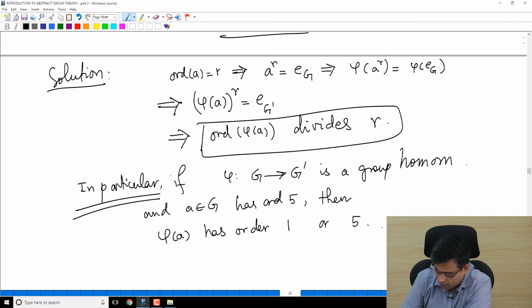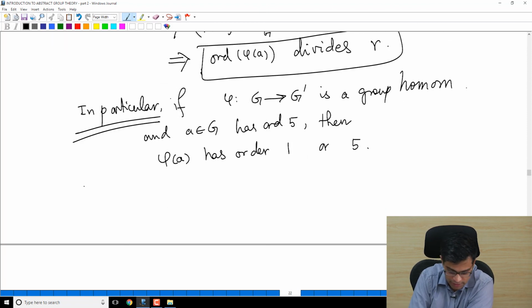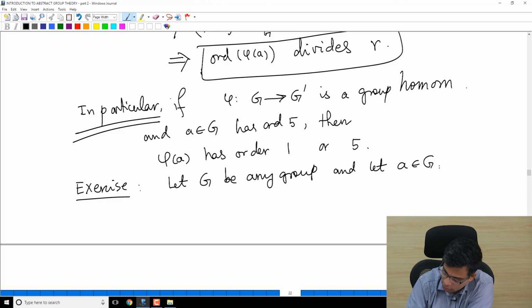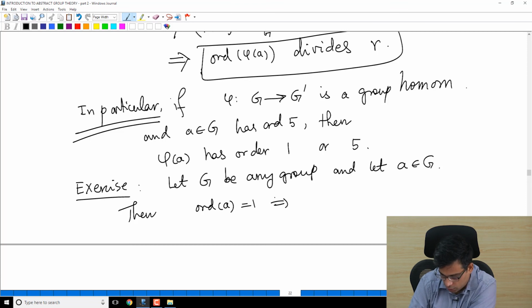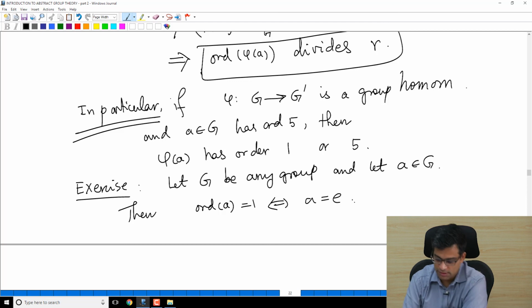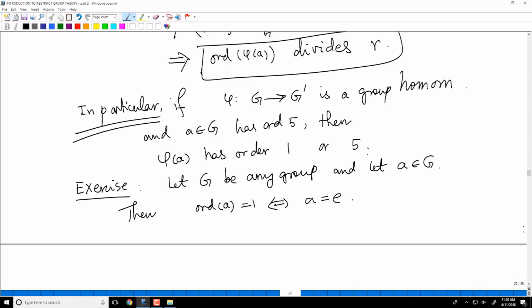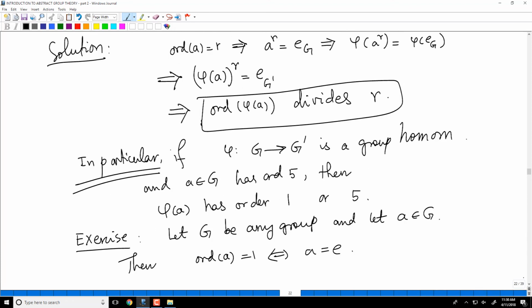And as a supplementary exercise, a trivial exercise that I have repeatedly used: let G be any group and let A be an element of G. Then the order of A is 1 if and only if A is E. This is easy for you to do. The only element which has order 1 is E. So coming back to this example, phi of A has order 1 or 5. In other words, phi of A is either the identity element or its order must be 5. So this is very useful to keep in mind.